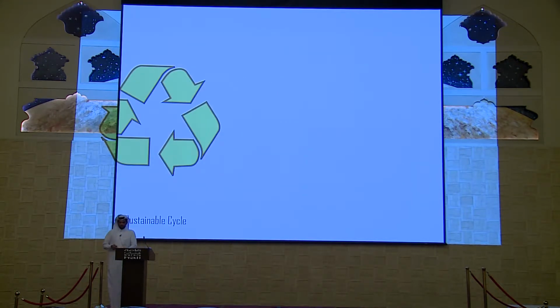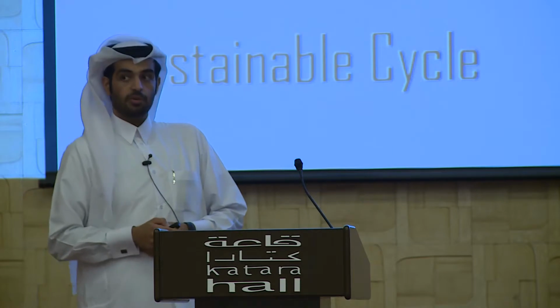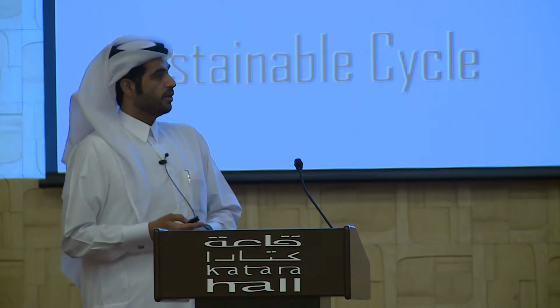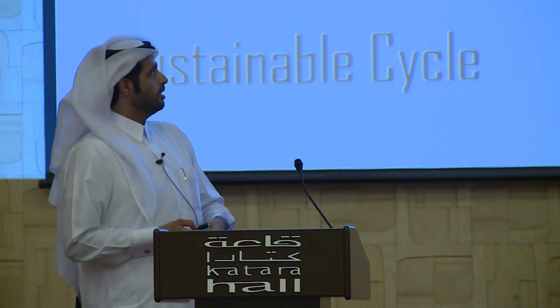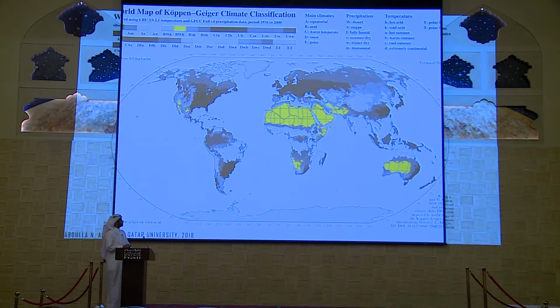So what does that mean? In terms of sustainability, you always have this cycle that is represented. What's happening is we have energy use, which is resulting in climate change, and that is all a component of the population. So the greater the population, the more adverse effects you have. I would like to call this the unsustainable cycle, and this is currently what's going on because all of our energy use is from non-renewable sources.